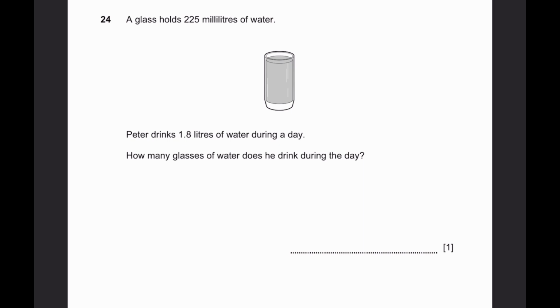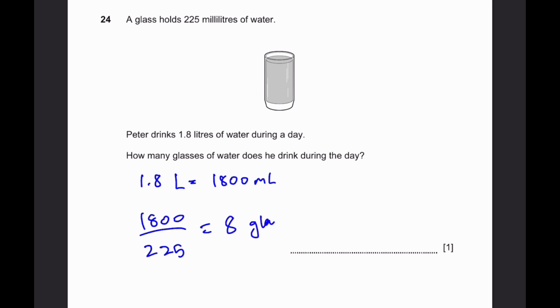Question 24. A glass holds 225 milliliters of water. Peter drinks 1.8 liters of water during a day. How many glasses of water does he drink during the day? So 1.8 liters is equal to 1800 milliliters. And 1800 divided by 225 is equal to 8 glasses of water.